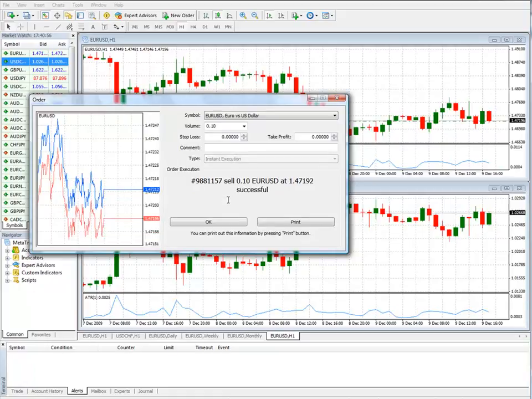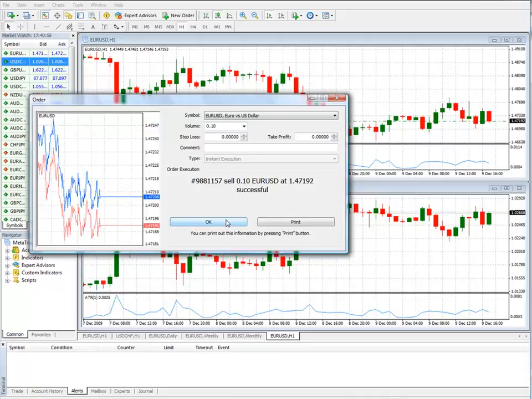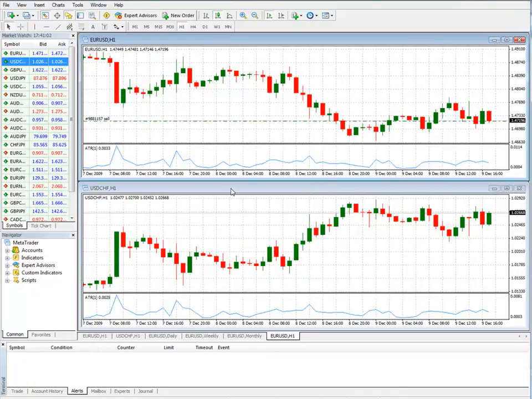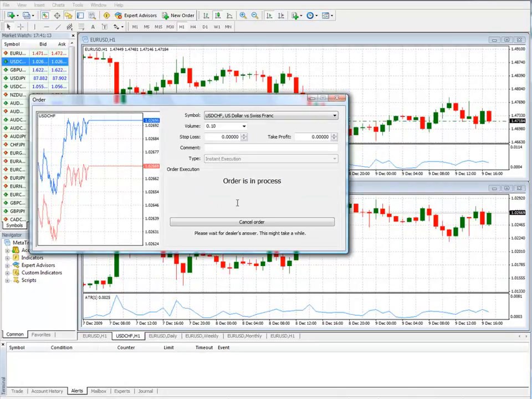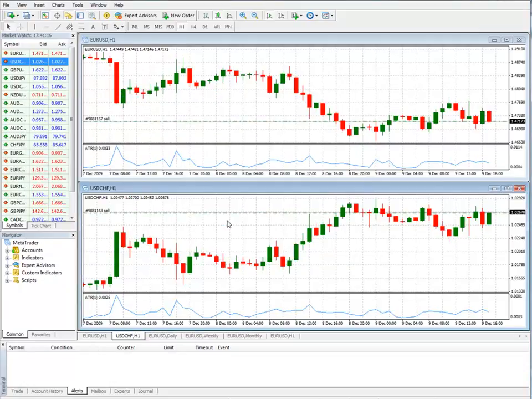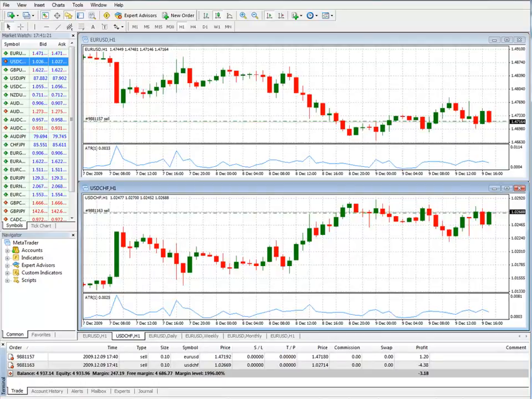So there we go. I've sold that. Now what I'm going to do is I'm going to immediately go down here and I'm going to sell the US dollar Swiss franc. Okay, so sold that. All right, now you can see right here what kinds of things are happening, and you can see things change. Now watch this number here, which is the profit, and watch it very closely how it bounces around.